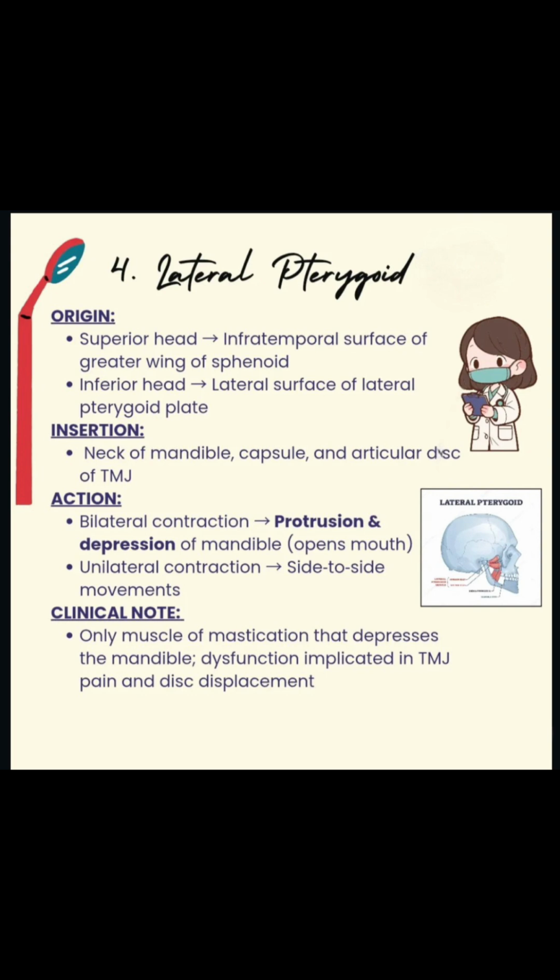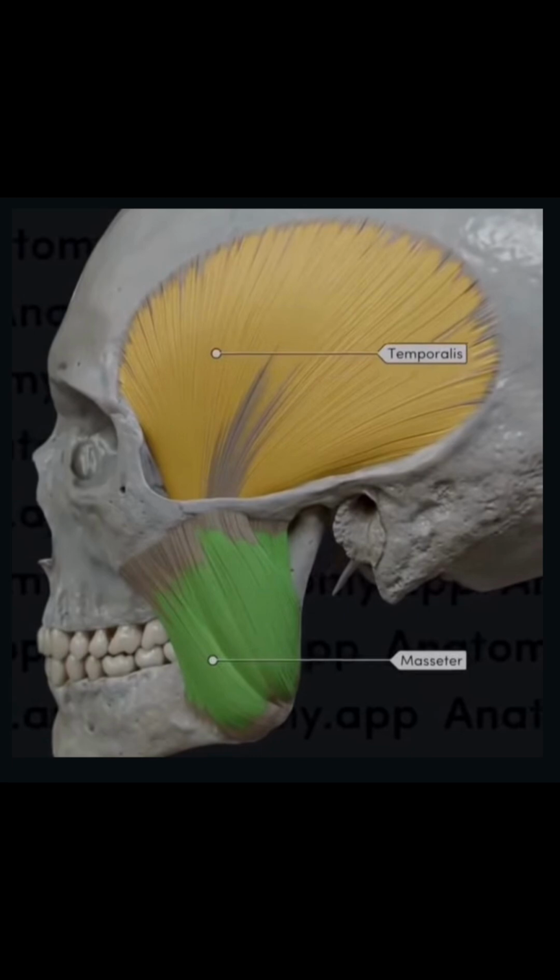Here also the insertions are different. The upper head gets inserted into the pterygoid fovea and the lower head inserts into the anterior margin of the articular disc. The nerve supply of the lateral pterygoid is a branch of the mandibular nerve, and its action is basically to depress the mandible, and to protrude the mandible with the medial pterygoid of the opposite side, a conjugate movement.